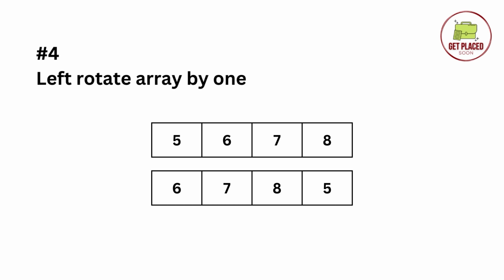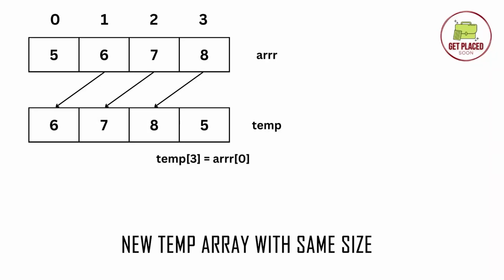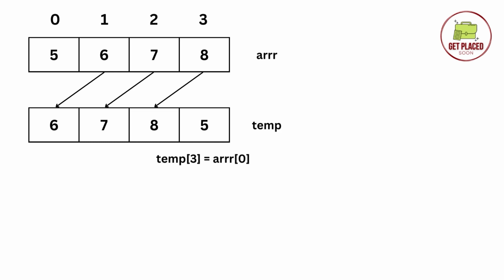Now let us see how to do the same in programming. Our approach is to create a new temp array with the same size. So we have a given array 5, 6, 7, 8 with the size 4. We are creating another array named temp with the size 4. Now what are we doing? We are copying the elements from the second position. Now we are taking the first element of the given array and placing it at the end of the temp array as shown in the figure. So the 5 of the given array is placed at the last of the temp array. This is how we left rotate the array by one position.